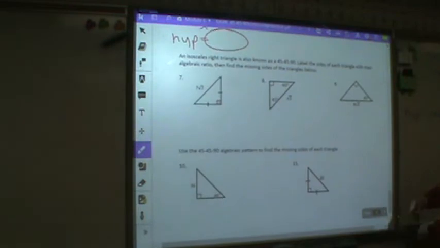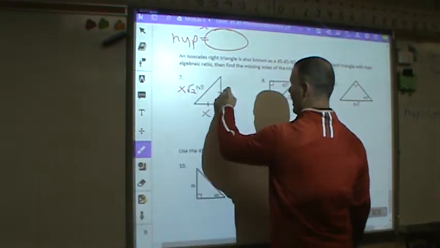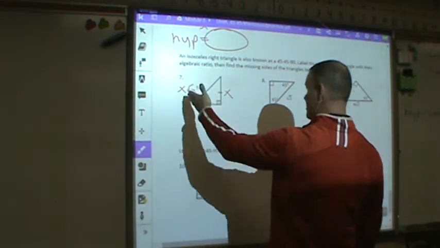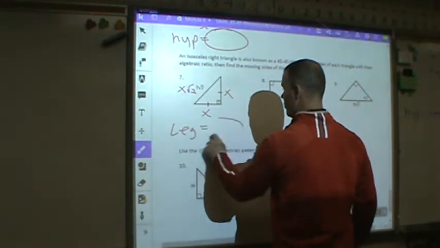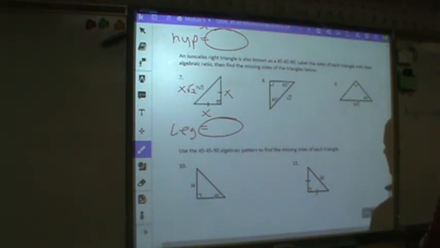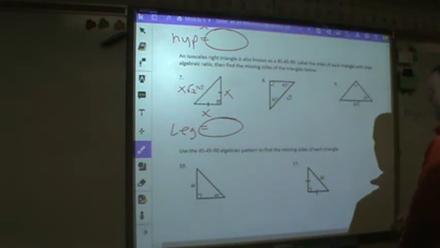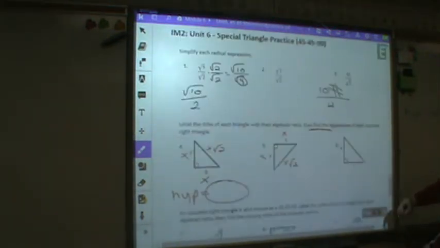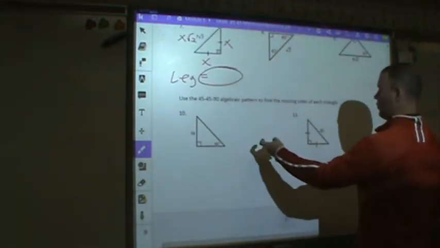And you should be able to do that same thing down here, where you have x square root of 2, x, and x. So, gee, if I know that the hypotenuse is x square root of 2, then I can say each leg is equal to, and you should be able to do that with all of these. All right? And then it says use the algebraic pattern to find the missing sides in each triangle. So again, use the pattern down here. You can also use what I showed you the other day. You can also use the formula.